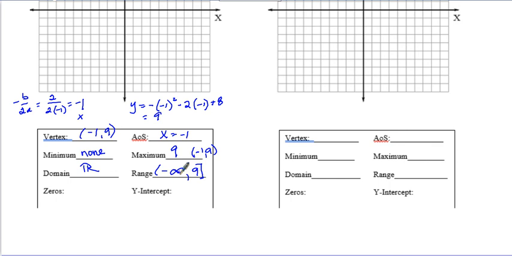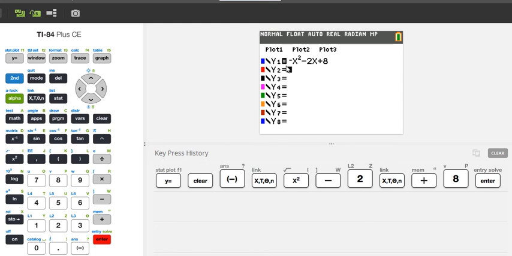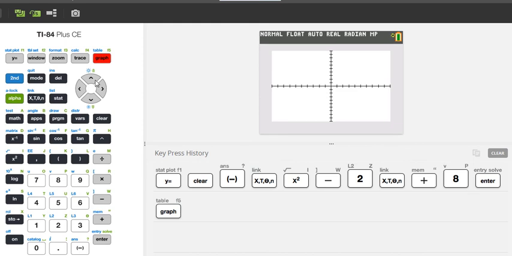My zeros, I can go ahead and take a look at my calculator. I can plug in y equals negative x squared minus 2x plus 8. I can graph that. I am confirmed that I have my upside down parabola. And I can look for my intercepts.